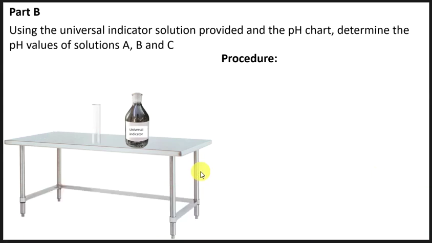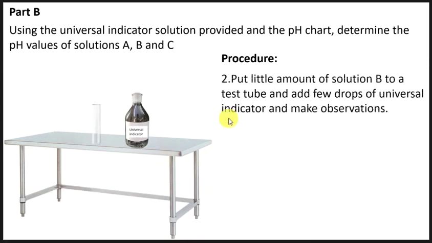Then again, part 2 of part B says put a little amount of solution B into a test tube and add a few drops of universal indicator and make observations. So we'll pick solution B again, get a few drops of solution B and add them to the test tube. Then we pick the universal indicator, put the drops there, and make the observation. So what we have seen is a color change.